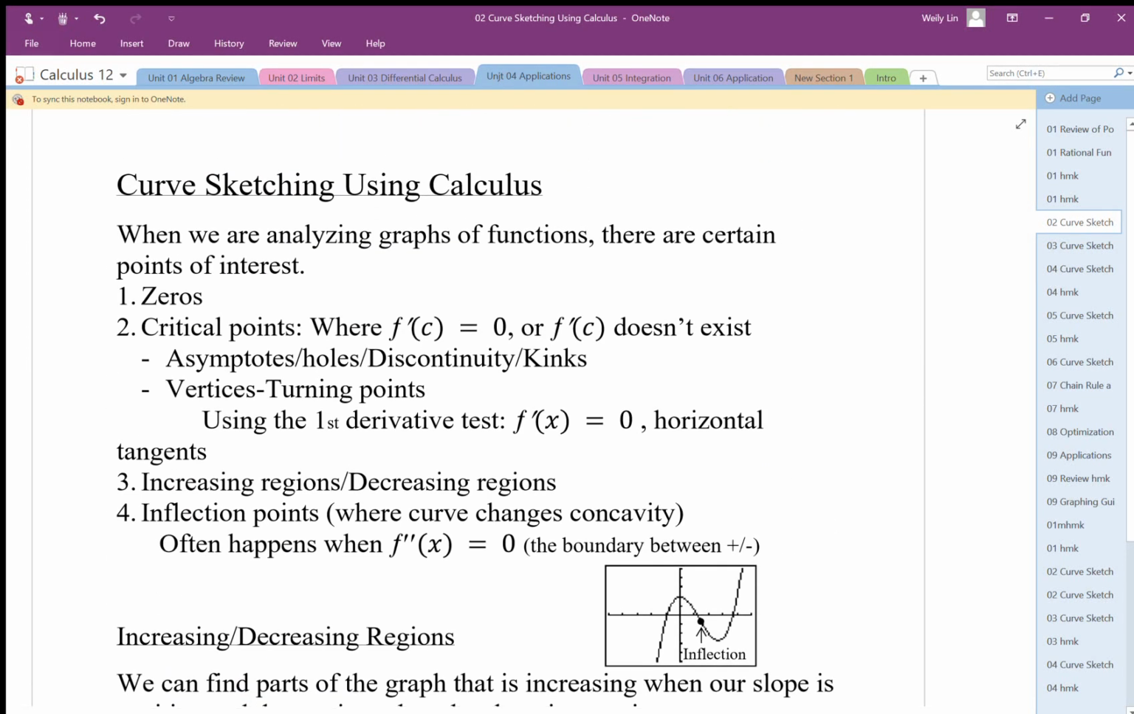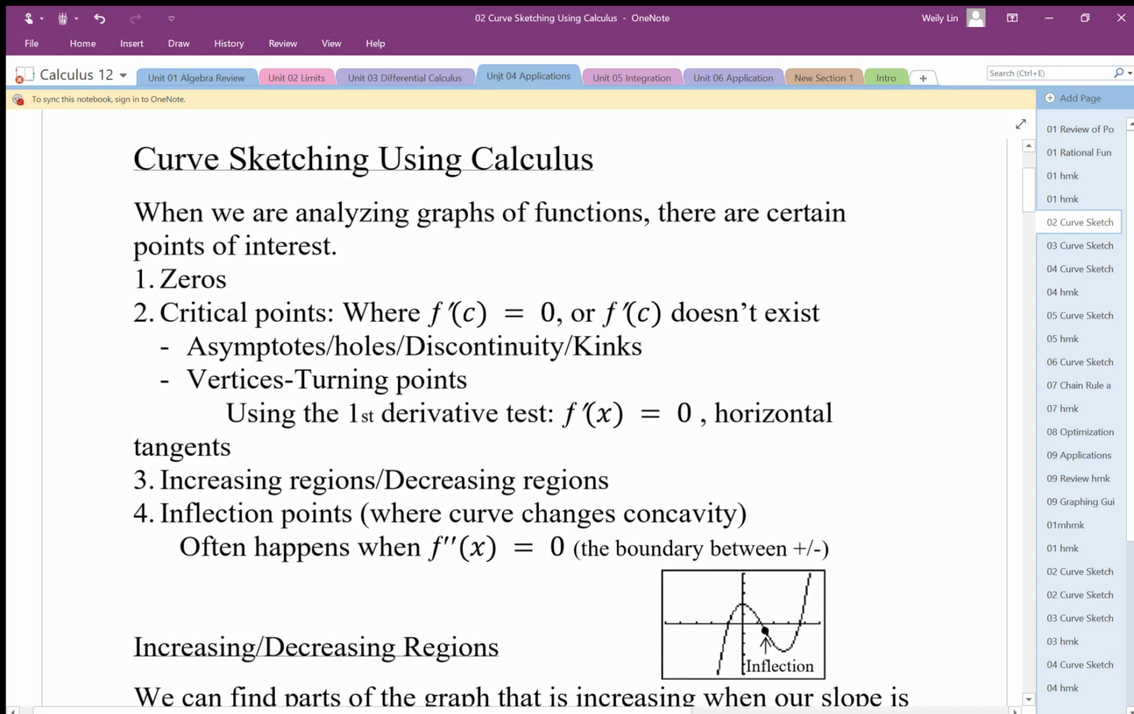Okay, so we're going to start using calculus to help us sketch these curves. We're still going to deal with the basic points that we were dealing with, mainly zeros, y-intercepts, those things that we did with polynomials. We're going to add in dealing with these critical points, where the derivative is equal to 0. We want to make sure that we are dealing with those.